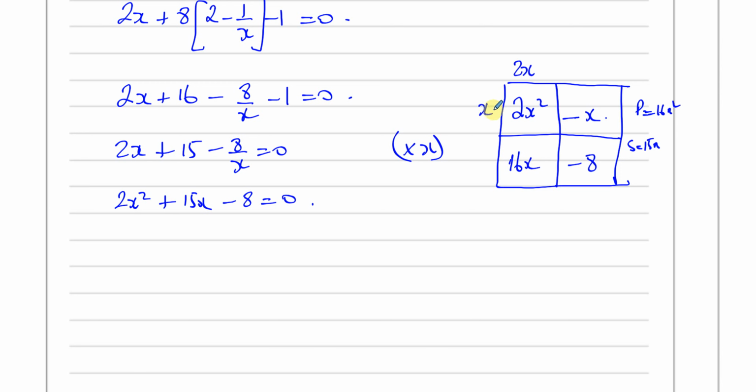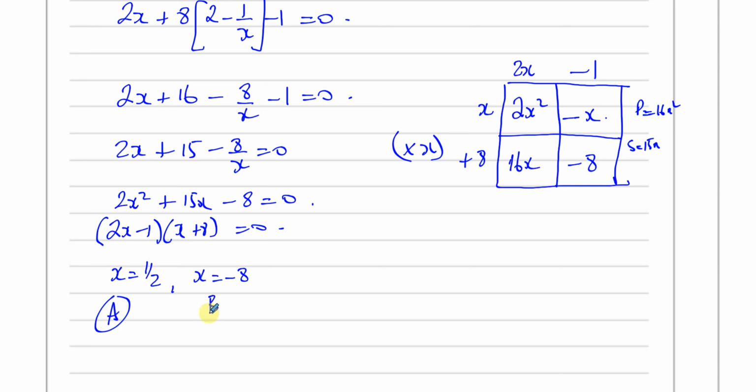2x times x is 2x squared. 2x times plus 8 is 16x, and x times minus 1 is minus x, sorry. So I end up with my solution as 2x minus 1 times x plus 8 equals 0. So we see from this that x equals a half, which we know already. So I can be quite sure that I'm on the right track, because I found the point of intersection is a half, which we know already for one of them. That's for A. So that means the other must be for B.